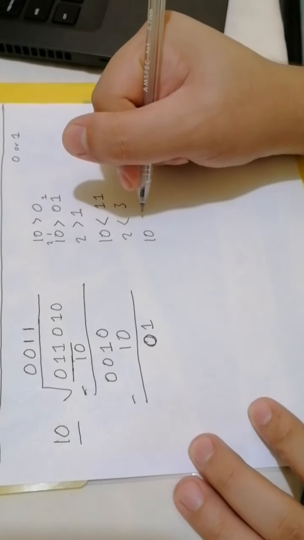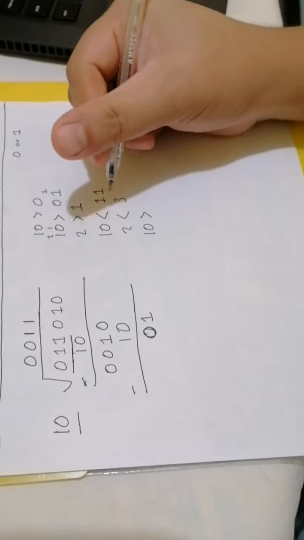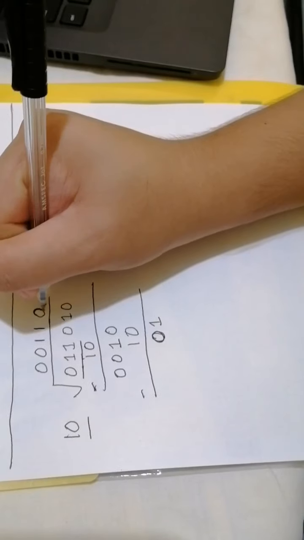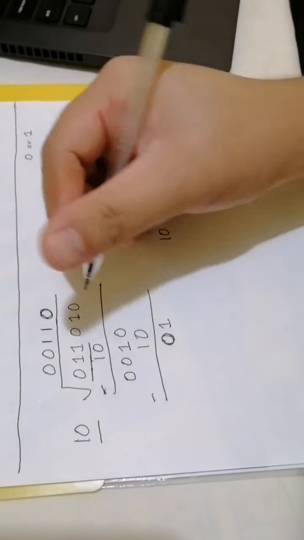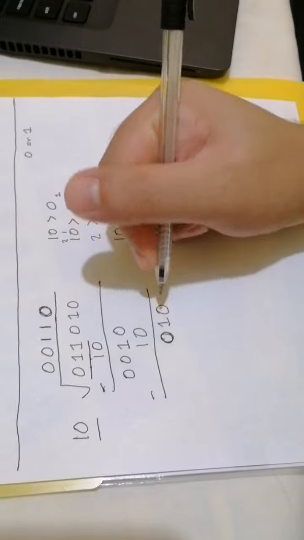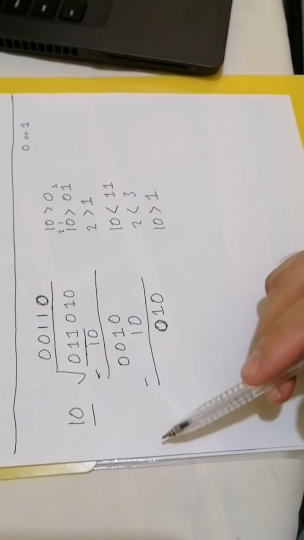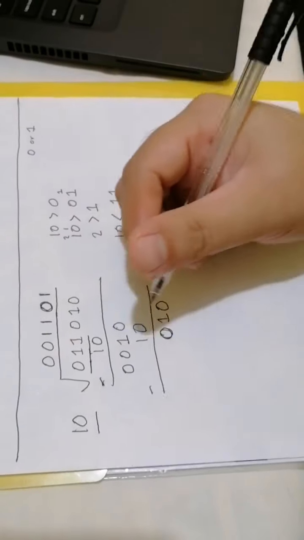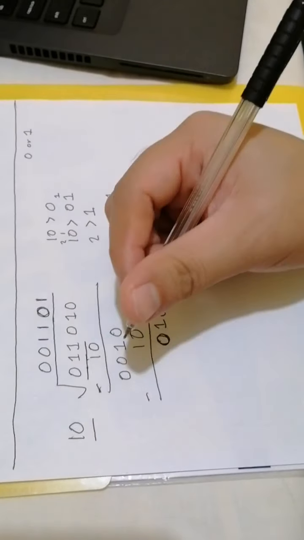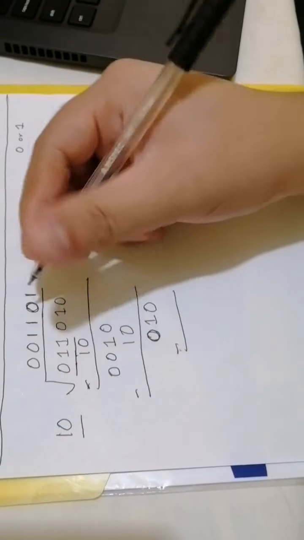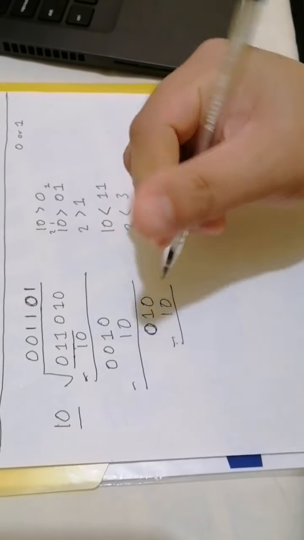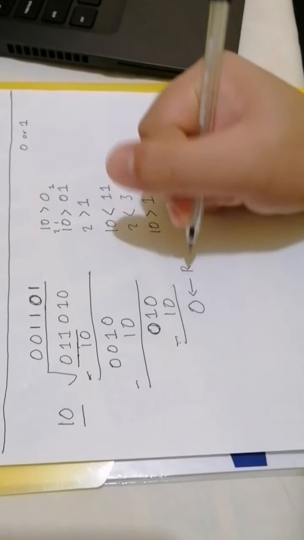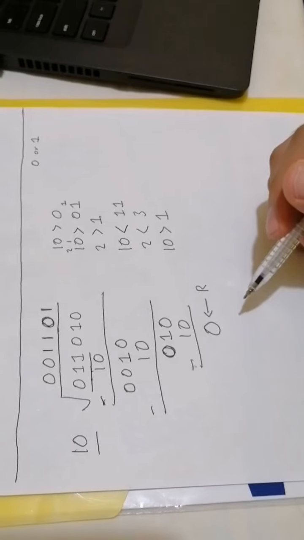Since 10 is greater than 1, the result is 0. And we're going to bring down the 0. And we still have the same value. So the result of it is 1. So 1 times 10 is equal to 10, and the remainder is 0. And we're going to stop here at 0.